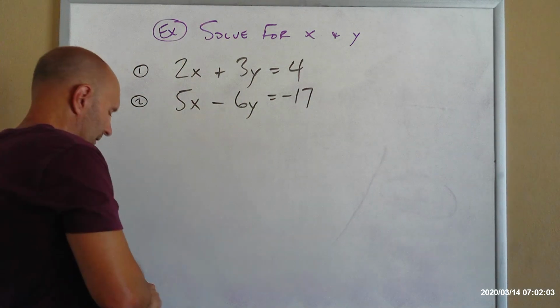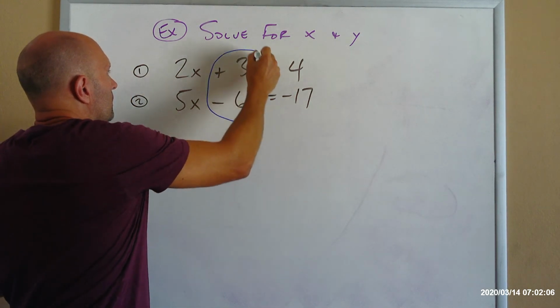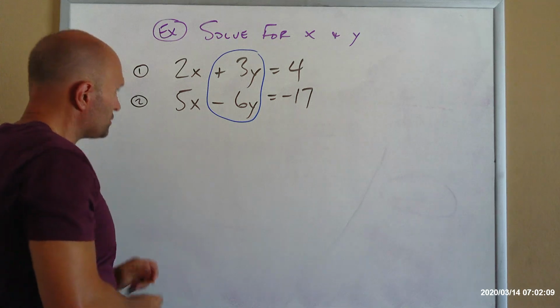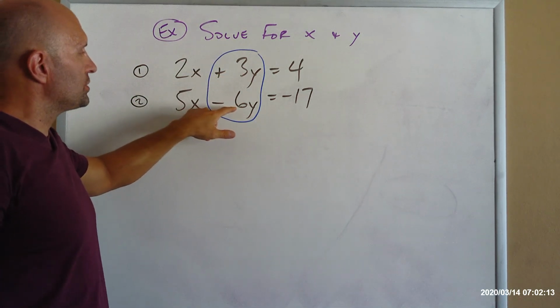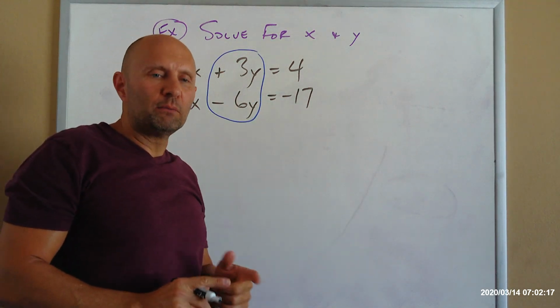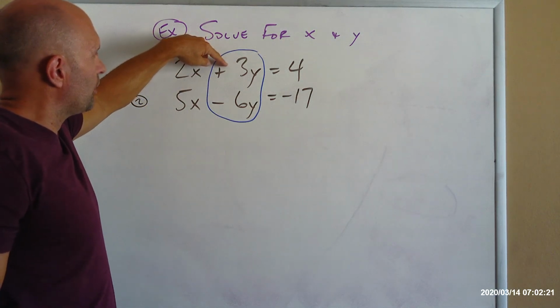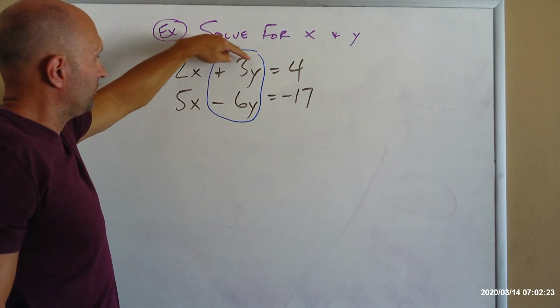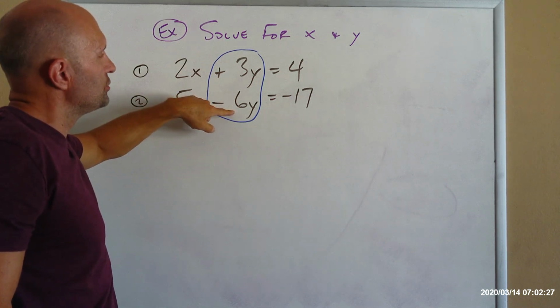So to do that, let's look at the y term. In the first equation, I have positive 3y. In the second equation, I have negative 6y. So how would I be able to get these to be opposite? Well, if I multiplied this first equation by 2, this would be plus 6y, and in that case, these two would cancel each other out.